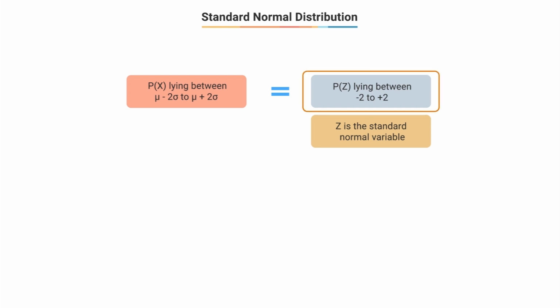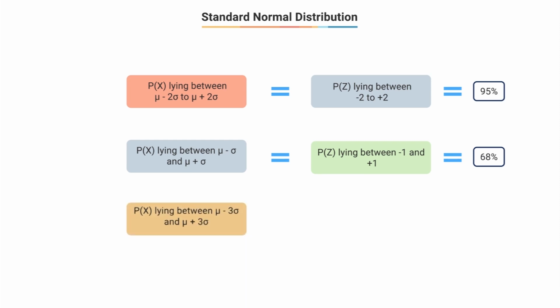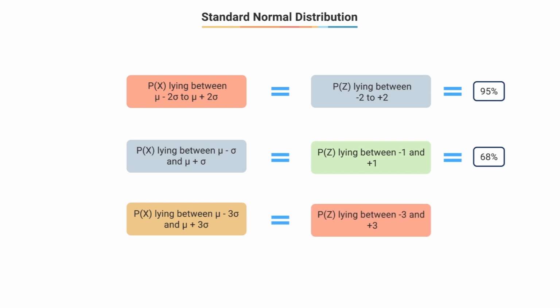Thus the probability of z lying between minus 2 to plus 2 will be 95% as per the empirical rule. Similarly, the probability of x lying between mu minus 1 sigma and mu plus 1 sigma is the same as the probability of z lying between minus 1 and plus 1, which is 68%. And finally, the probability of x lying between mu minus 3 sigma and mu plus 3 sigma is the same as the probability of z lying between minus 3 and plus 3, which is 99.7%.